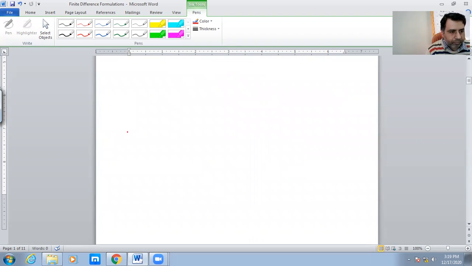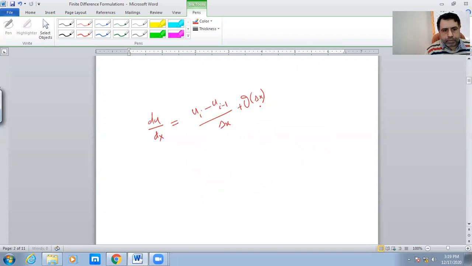Similarly, we could have the backward difference approximation, which is ui minus ui minus 1 divided by delta x. Of course, this is again order delta x approximation. This is through Taylor series, very basic. And this is at x equals xi. This is xi, this is the location i minus 1. This gap is the delta x.